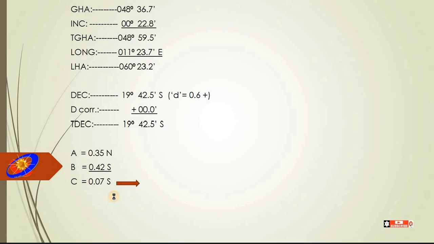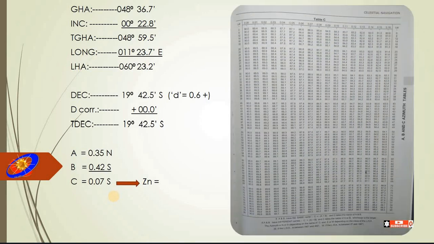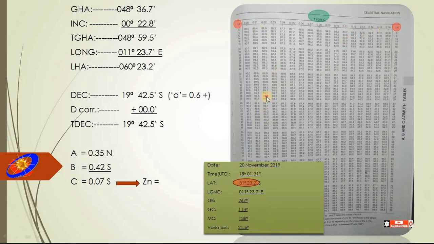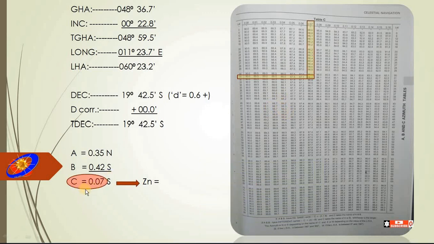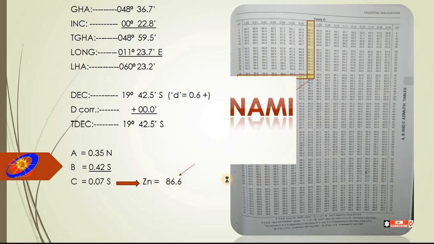Now it's time to take the Zn, which is the azimuth, and we take it from table C. Of course, from the Norie's book, table C, and we need the latitude from the data before. This is our latitude, which is 31 degrees, somewhere here. And this is the value of our C, which is 0.7, and the intersection is 86.6. We put it here. Okay.